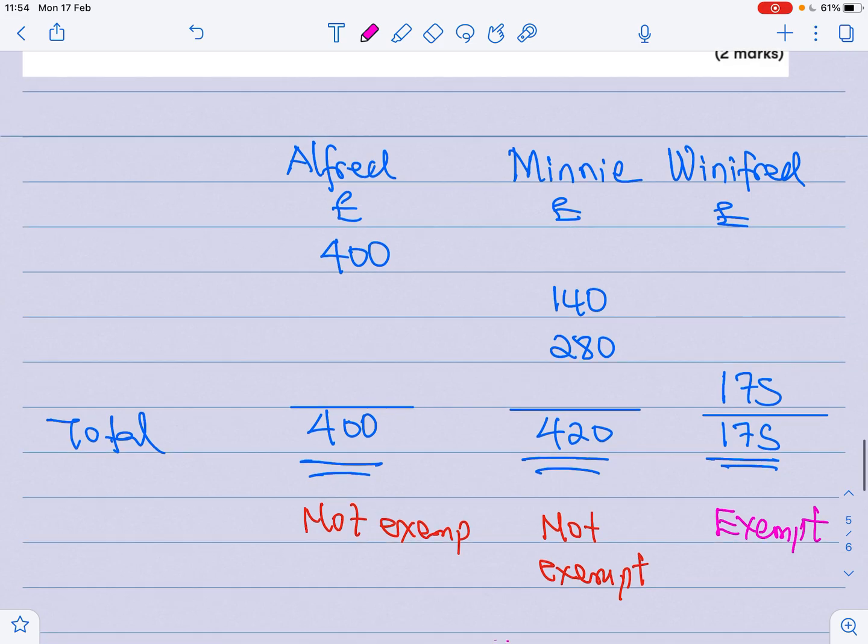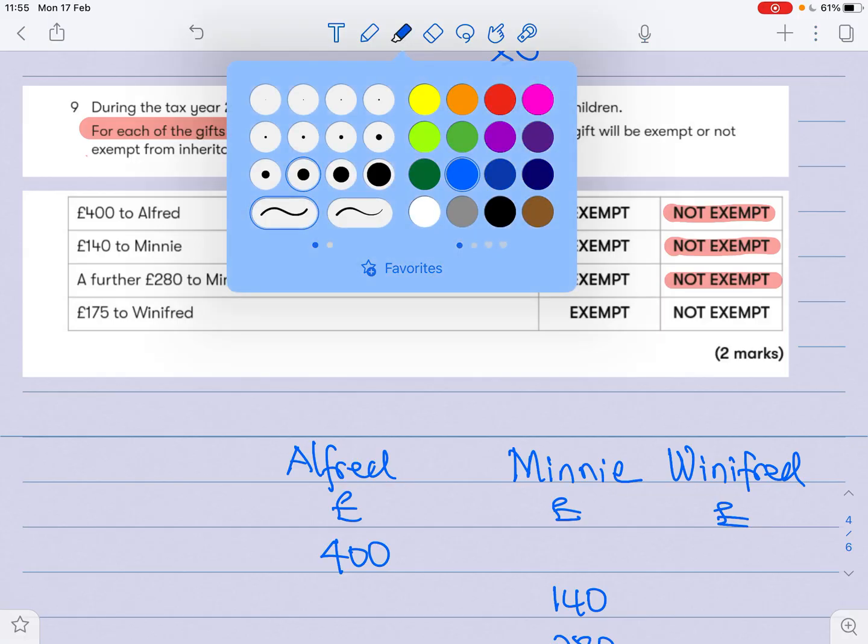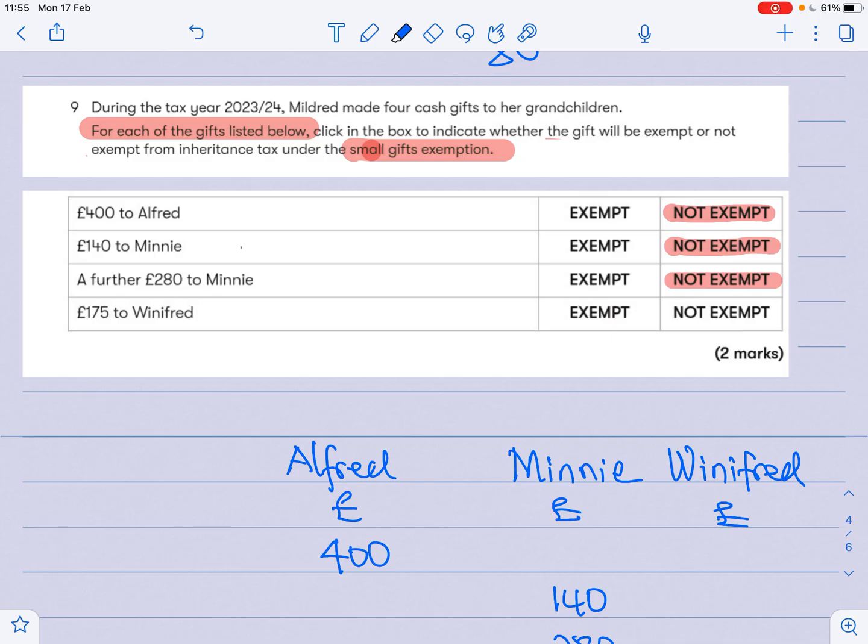So here we can go back to the question and say the £400 to Alfred is not exempt. The 140 to Minnie, because the total received by Minnie is 420, we say this is not exempt. The further £280 received by the same Minnie is not exempt. Why? Because the total received by Minnie in the tax year, everything came to 420 pounds. For our friend Winifred, the total received is 175. So this is exempt. And with this, you have your 2 marks.